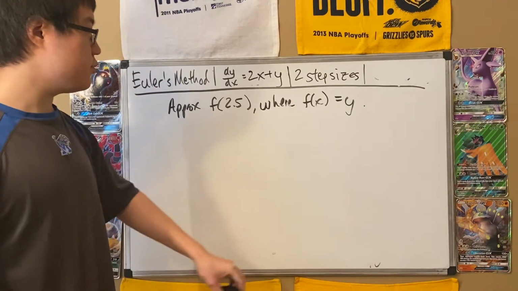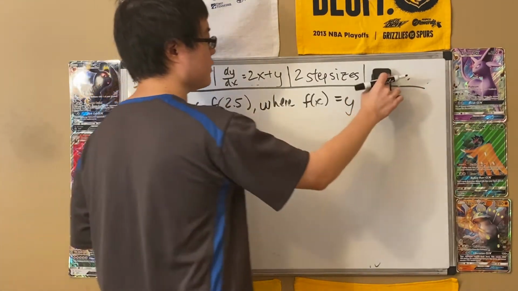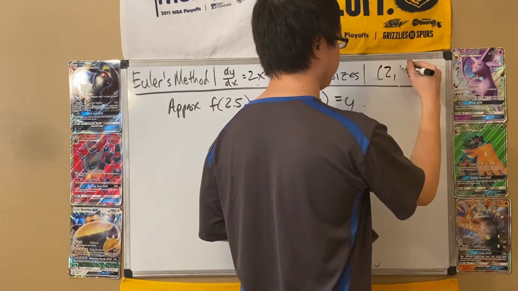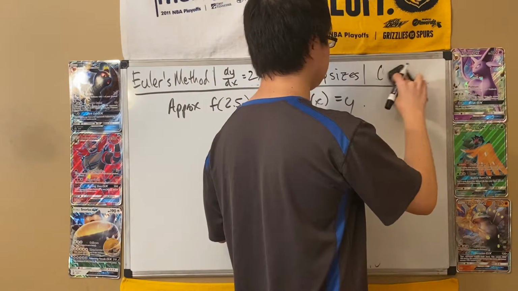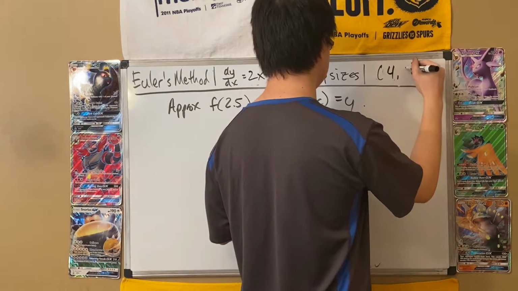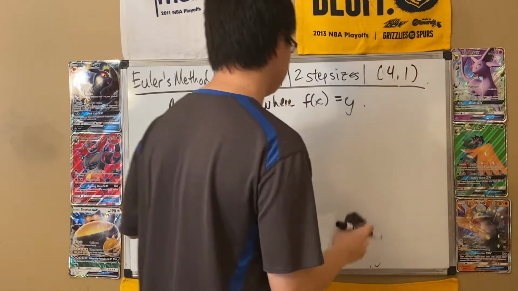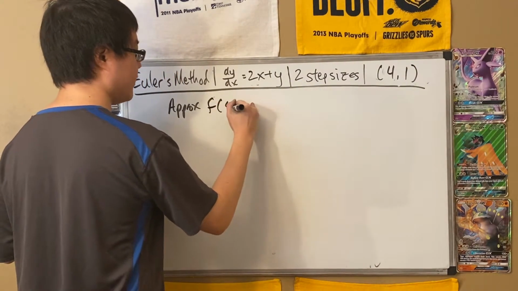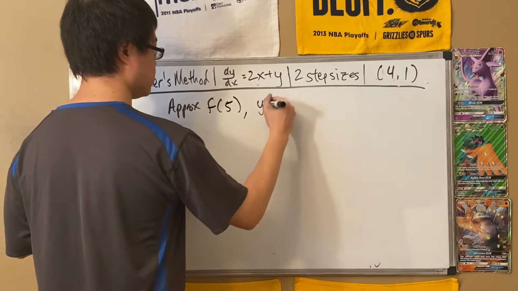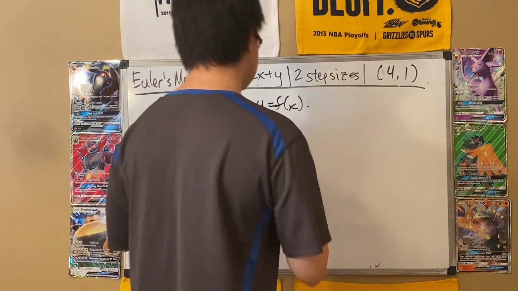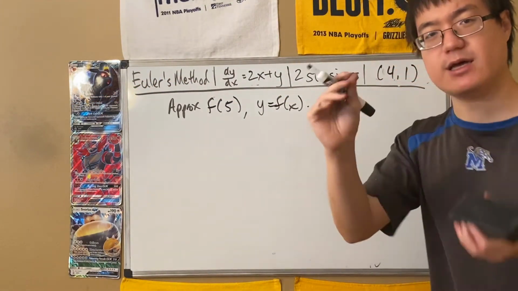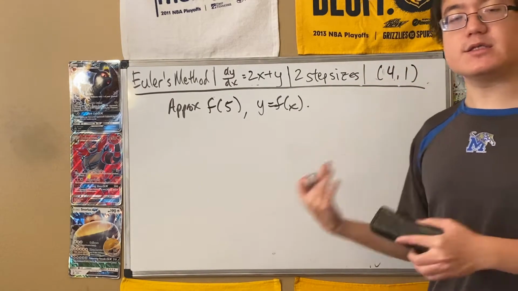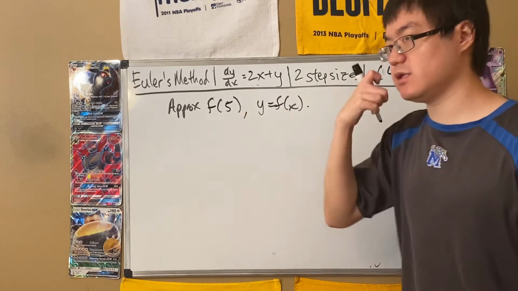And then we're going to start off at the point, let's say 2 comma, let's not use 2 because we used 2 last time. Let's do 4 comma 1 or something like that. Shouldn't be too crazy. And then we're going to try to approximate f of 5, where y is equal to f of x, just like normal. So in this question, it's slightly harder because we don't know how big each step size is, but hopefully you can tell how big the step size is.